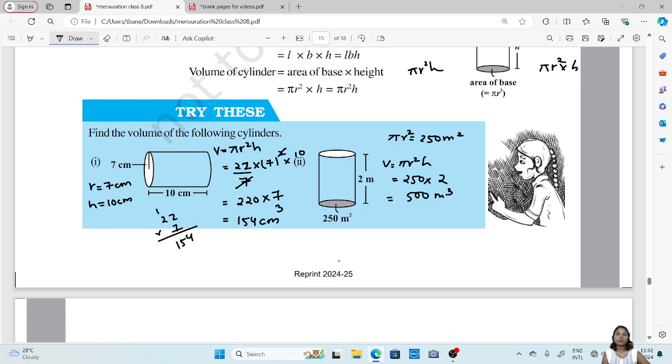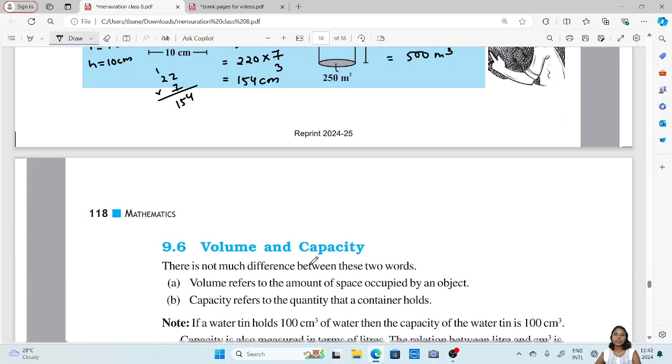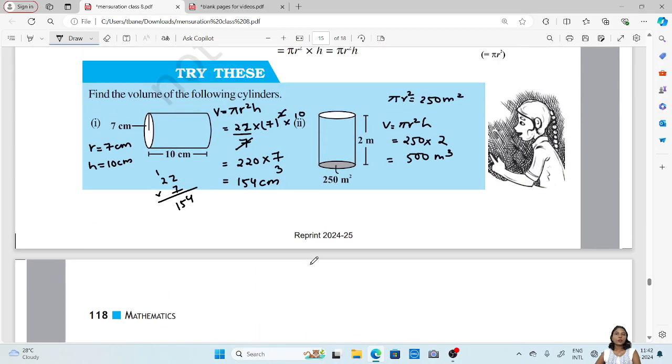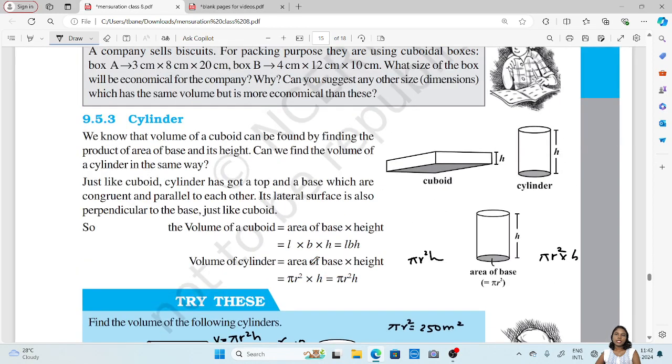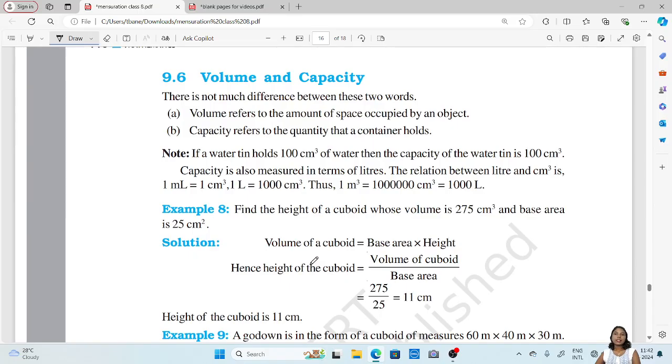This will be meter. Okay, so that is how we can find the volume of cuboid and cylinder. Now let's go ahead and look at volume and capacity.